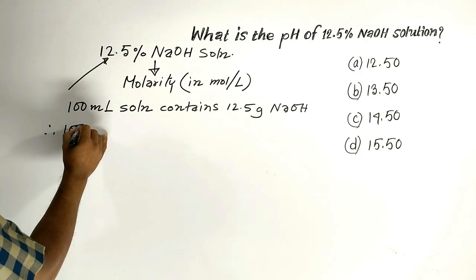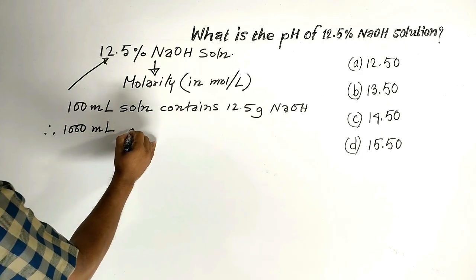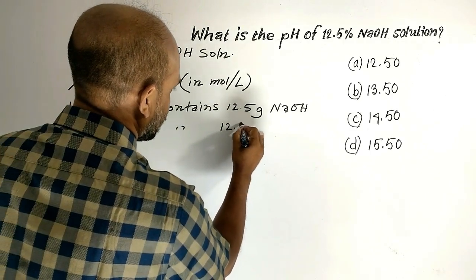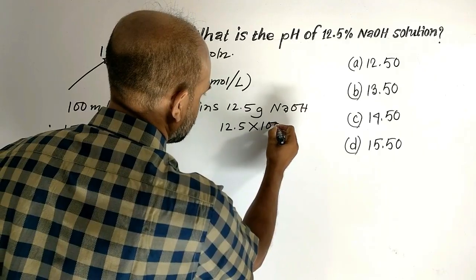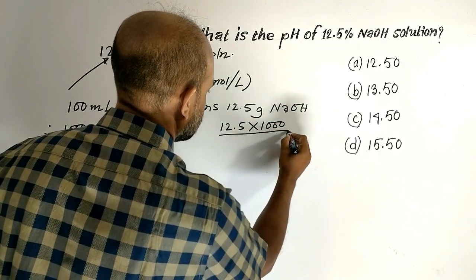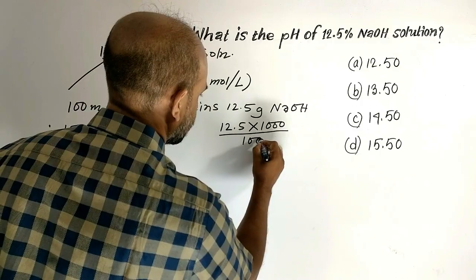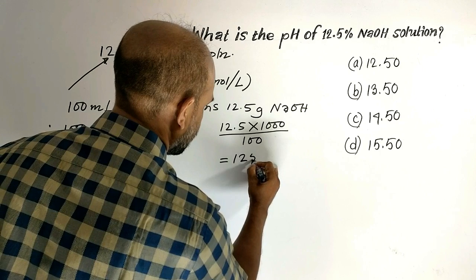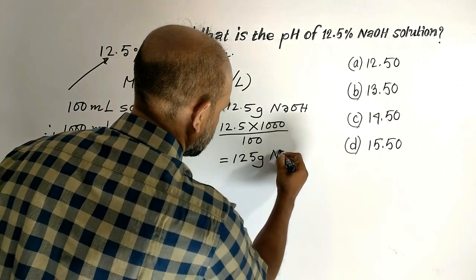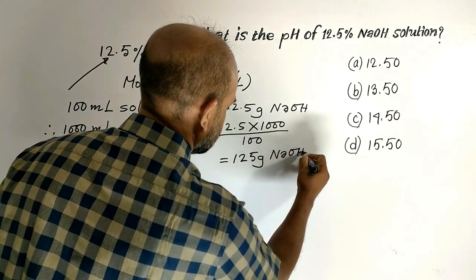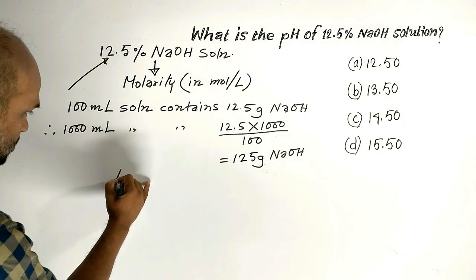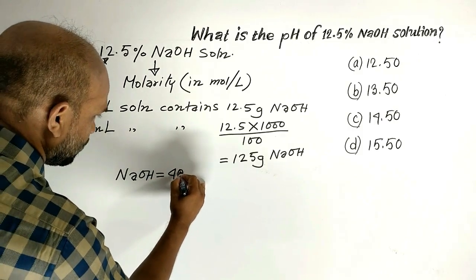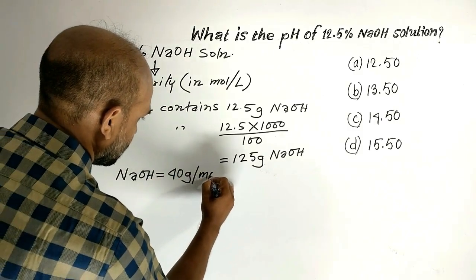Then 1000 milliliter solution contains 12.5 times 1000 divided by 100. This is equal to 125 gram sodium hydroxide. We know sodium hydroxide is equal to 40 gram per mole.